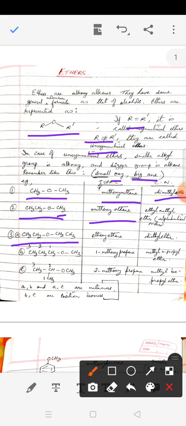The third member onwards you start getting isomers. Since in the first compound on both sides you have the same group, it is ethoxyethane, because either way it can be alkoxy or alkane, and the common name is diethyl ether. But when we distribute 3 carbons on one side and 1 carbon on the other side, then this group becomes the small group, so it will be alkoxy, and this side will be alkane. So it will be 1-methoxypropane, it should be a single word, and the common name will be methyl n-propyl ether, following alphabetical order.